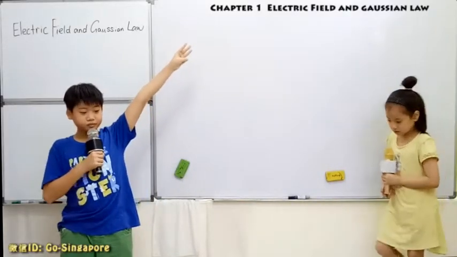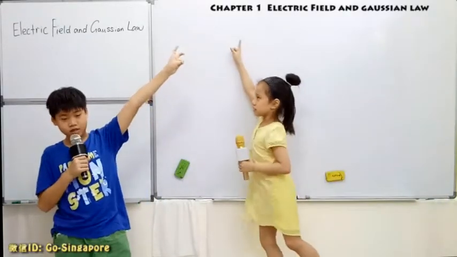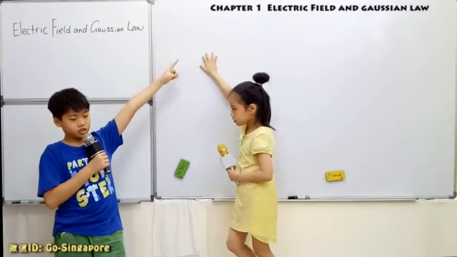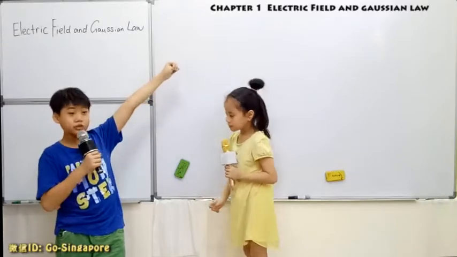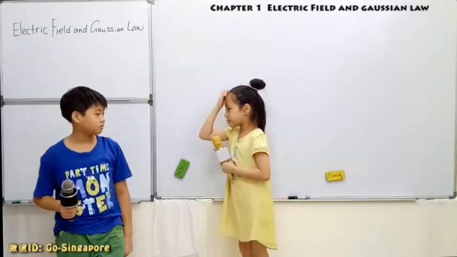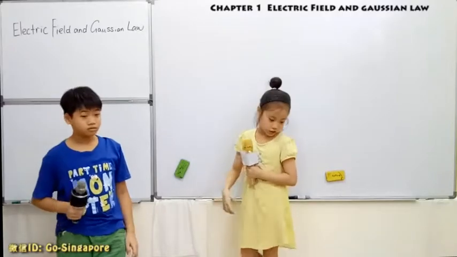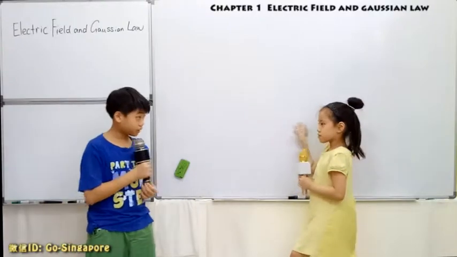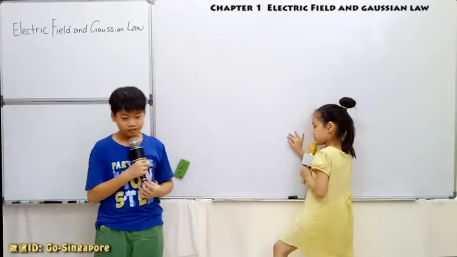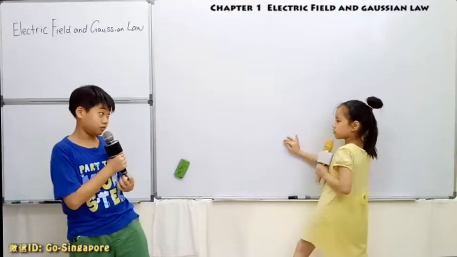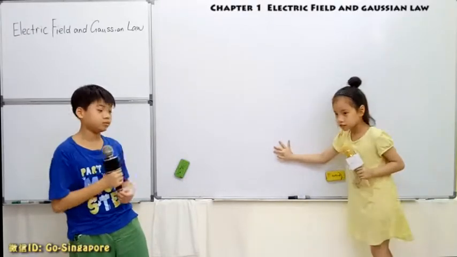First is the electric force. Second is the electric field. Third is the source charge versus test charge. Okay, and can we explain them with a few sentences? First, we have the electric force. It is actually the attraction, repulsion between the two charges.